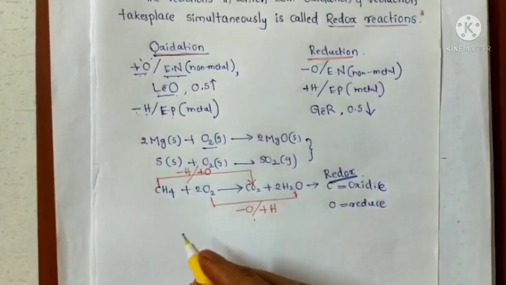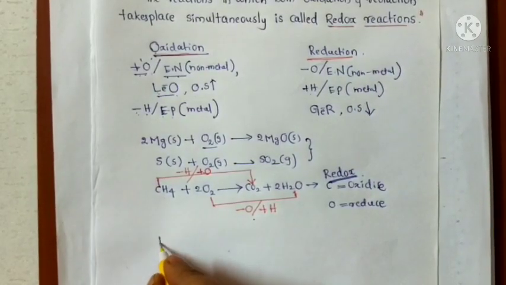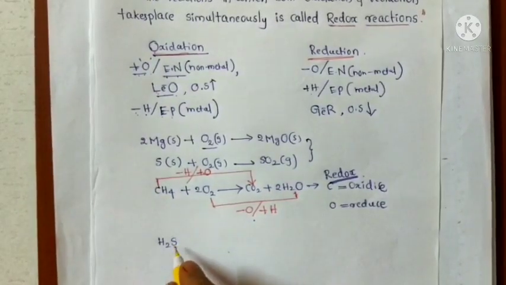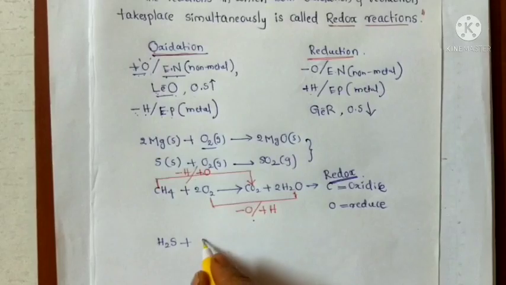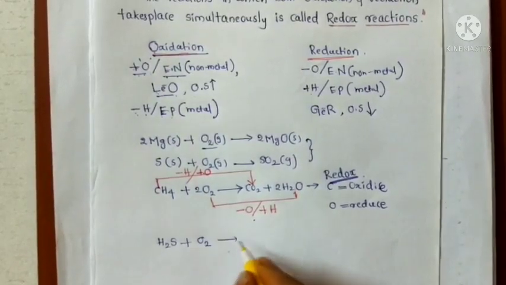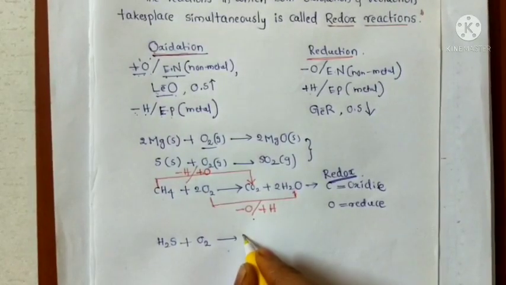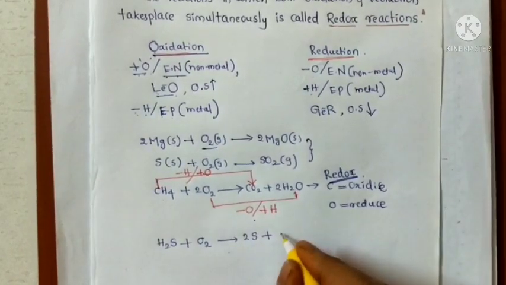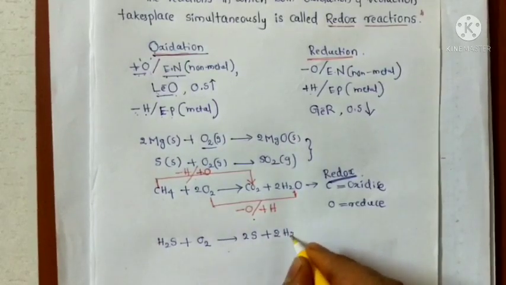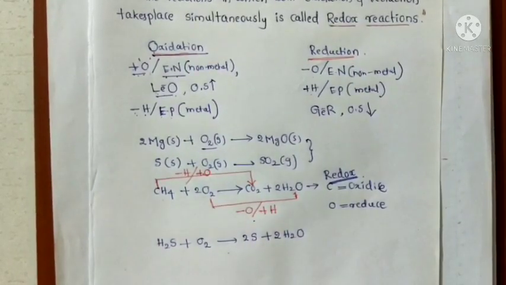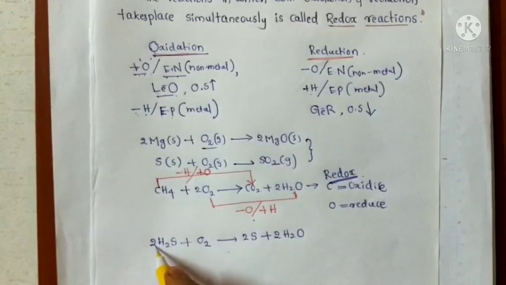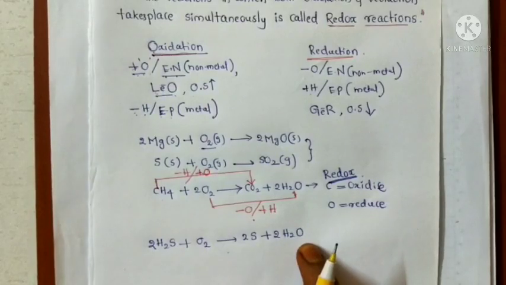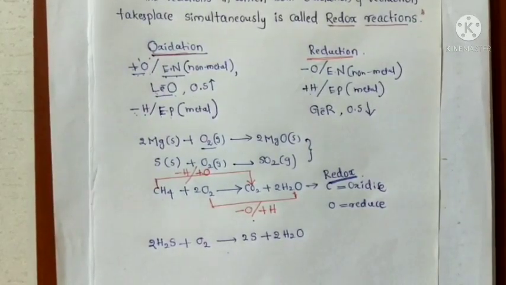And next one is hydrogen sulfide, H2S. Whenever hydrogen sulfide reacts with oxygen, sulfur is formed. 2 moles of hydrogen sulfide react with oxygen to form sulfur, as well as 2 moles of water.